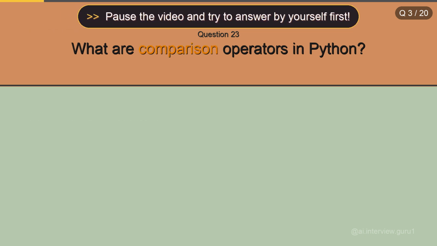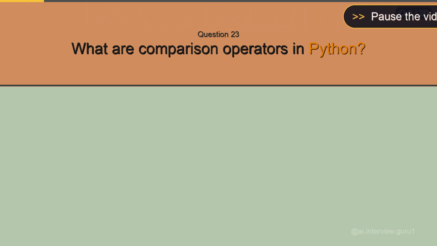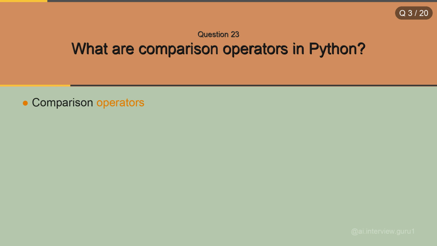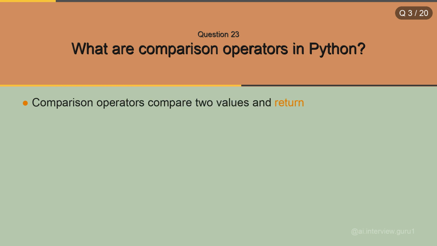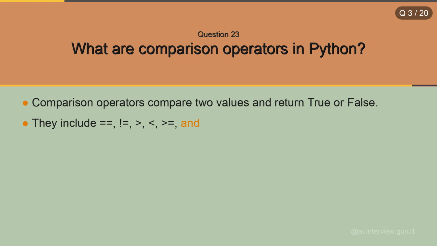What are comparison operators in Python? Comparison operators compare two values and return true or false. They include equals equals, greater or equal, and less or equal.